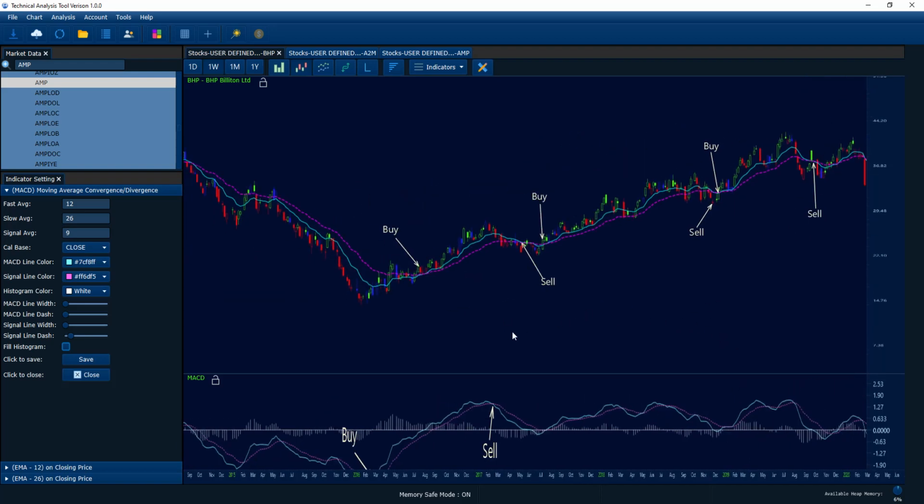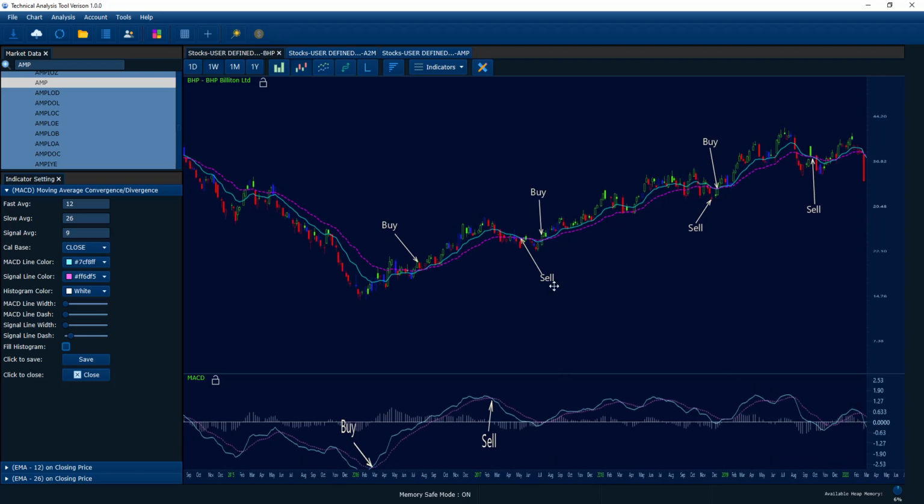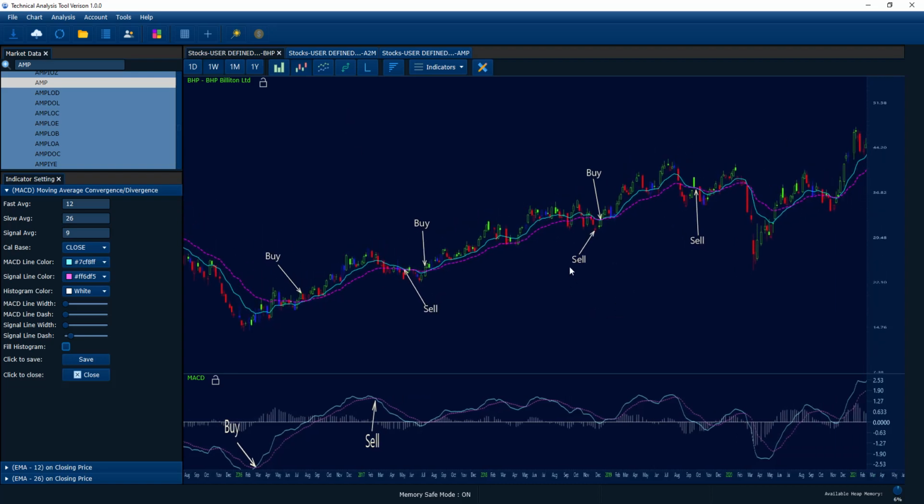Cool. So that's how we populate this MACD. Now I'm going to talk about the most common use of this type of indicator. Before I move to that part, as you can see, I already have those buy and sell signals here inside the chart.